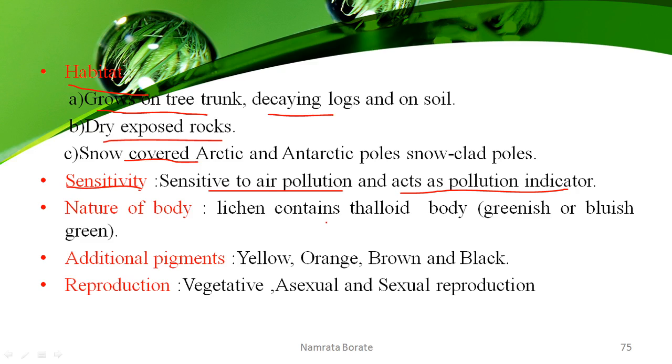The lichen plant body is a thalloid plant body, meaning there is an absence of distinct root, stem and leaves. The lichen is mostly greenish or bluish in color, but some additional pigments are also present, that's yellow, orange, brown or black pigments. The reproduction, as usual, may be by vegetative, asexual or sexual methods.